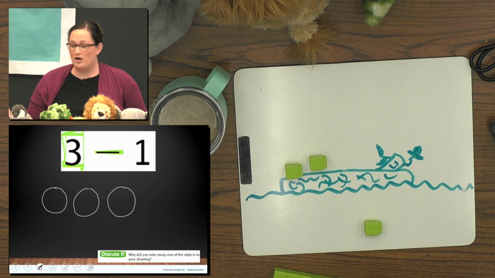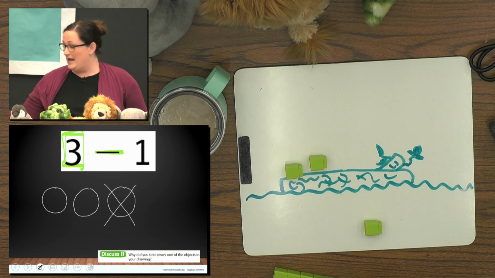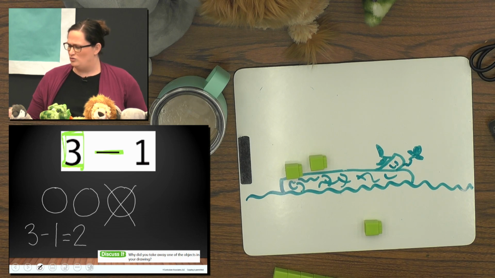How many am I going to cross off? How many hopped off? 1. Mr. Kevin, I didn't start my timer. First time today. How many minutes have we been going? 8 minutes. Thank you. So we did that. So we could write the equation 3 minus 1 equals 2.